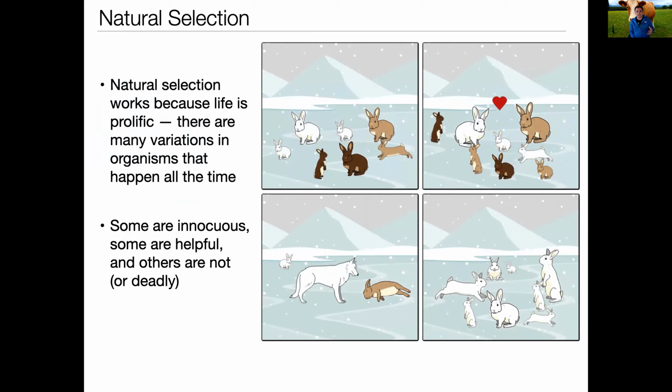So natural selection works because life is prolific. There are many variations of organisms that happen all the time. In the example here in the first frame, you have many different colors of bunnies. You've got dark bunnies, light-colored bunnies, and in-between bunnies. All of those varieties are caused by the different bunnies interbreeding with each other and mixing all of their genetic codes. And those genetic codes allow lots of different varieties of bunnies to arise.